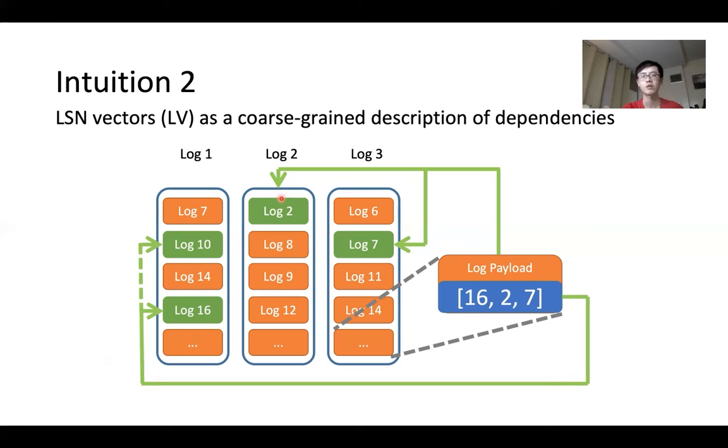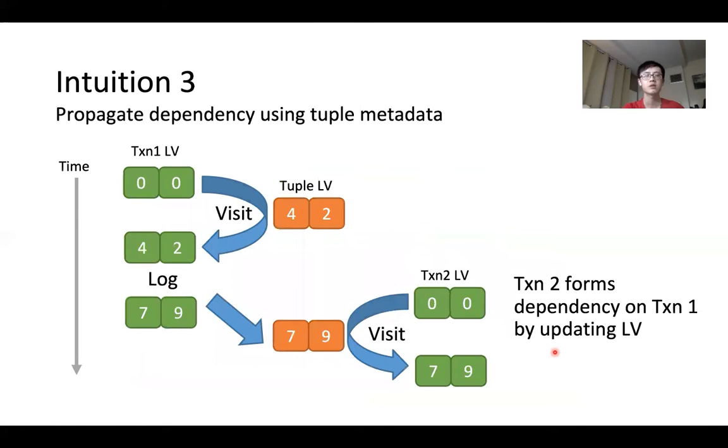For the second log, we record 2, and for the third log, we record 7. So this vector has the same size as the number of logs. We just know that this transaction will not depend on any transactions after this log sequence number. The third intuition is that we want to propagate dependency using tuple metadata. So we not only assign LSN vectors to transactions, but also to tuples.